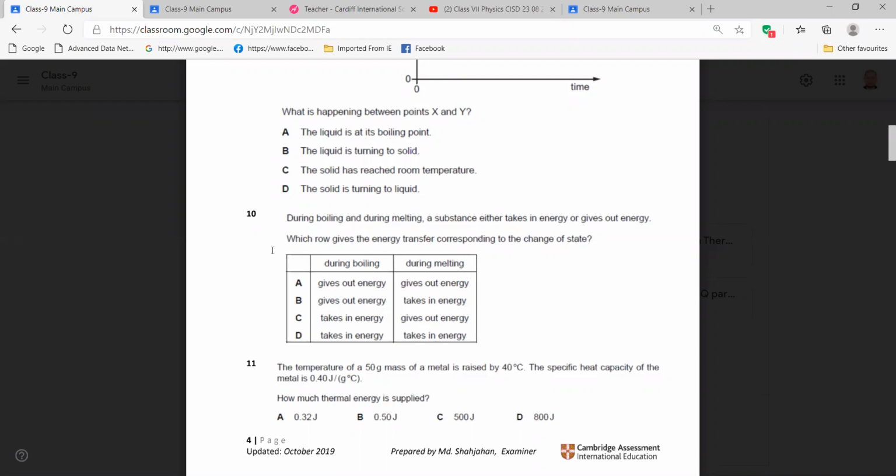You should take the notes. When I am discussing, you should take the notes that during boiling and melting, in both processes it is taking in energy, as we are giving heat from outside to change the state.